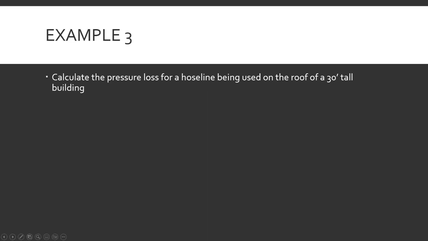Calculate the pressure loss for a hose line being used on the roof of a 30-foot tall building. It's like a storage shed or something, so we don't really have stories to work with. You probably could, because 10 feet per story probably gets you pretty close, but we know it's like a storage shed, so we know the shed is 30 feet tall in this case. Our constant, 0.5, times our height, gets you 15.